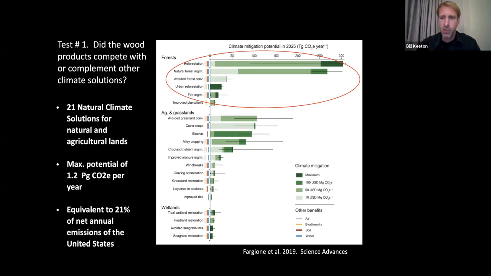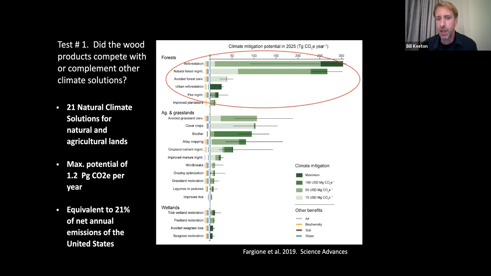We've had one of these globally. They're doing this now for Brazil and other parts of the world. And these are really interesting exercises because they look at the total climate mitigation potential, the total carbon value of basically everything that we can do with land cover and vegetation to mitigate climate change. So both in forests, but also other sectors like agriculture, grasslands, wetlands, peatlands, coastal resources.